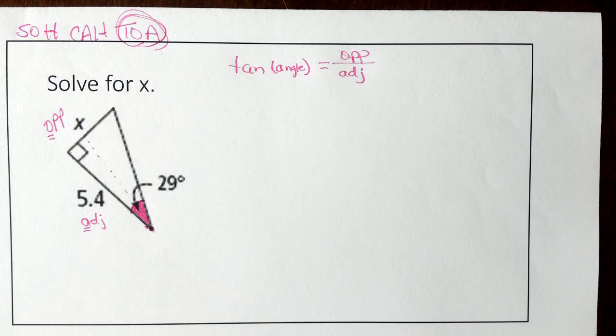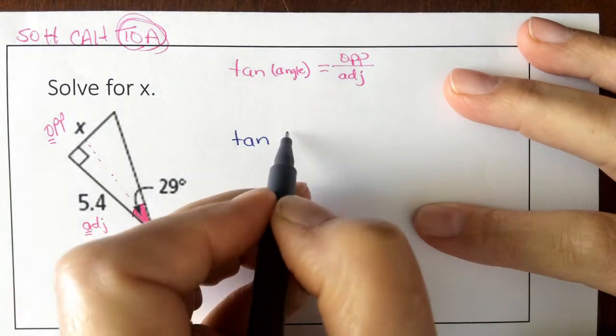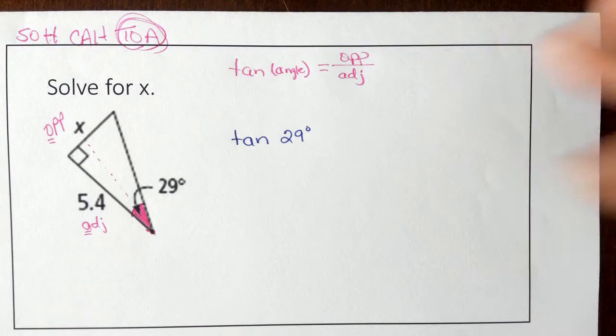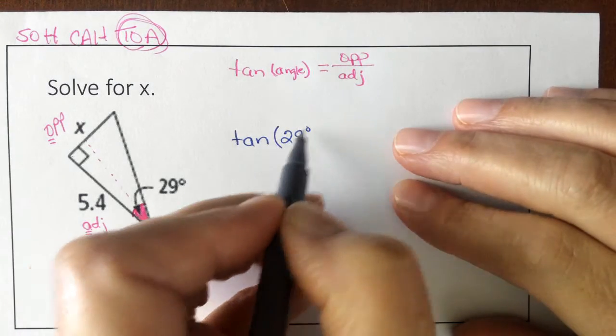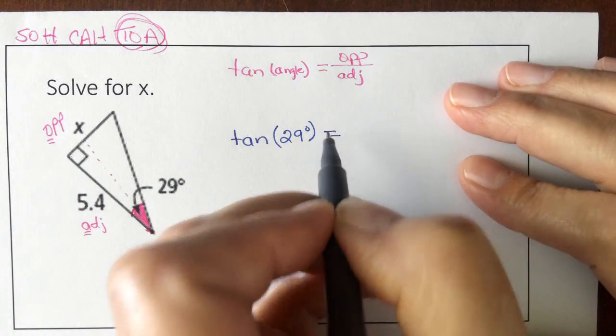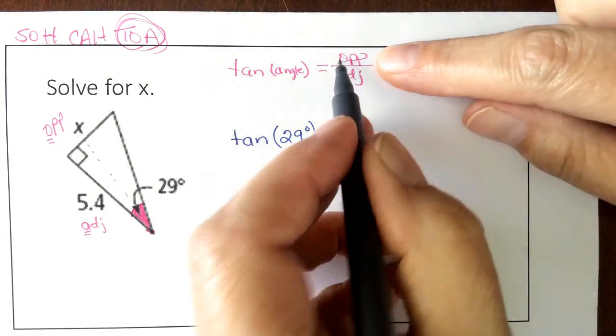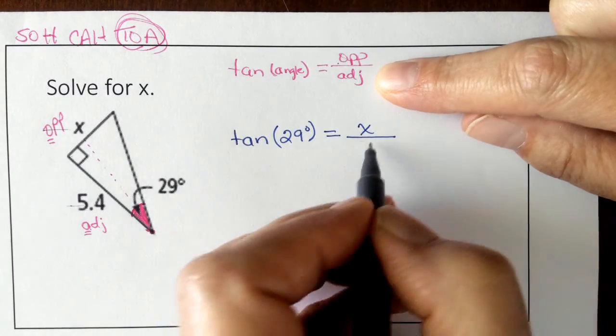adjacent. And then we're going to substitute numbers in. So tangent of the angle, 29 degrees. Now, we don't need any parentheses around them on paper. We know we're going to have to put parentheses around them when we put them in the calculator. So if you want to go ahead and put that angle in parentheses on paper, you can. There's nothing wrong with that. It's just not mandatory that you do. Equals opposite over adjacent. So opposite was the x and adjacent was the 5.4.